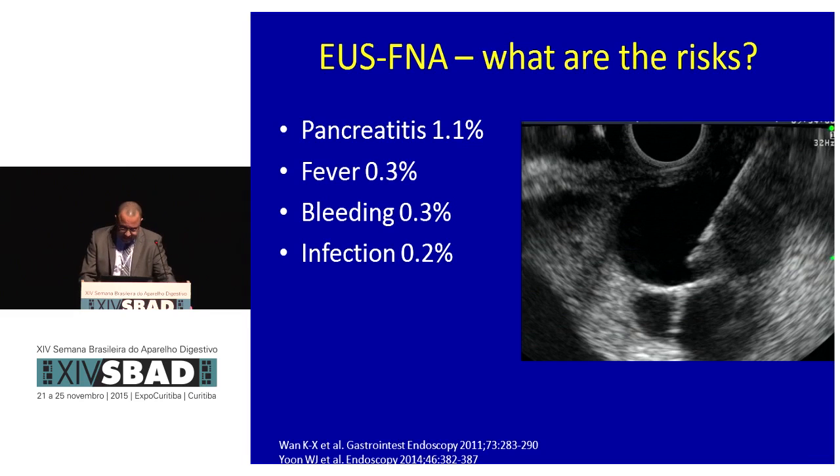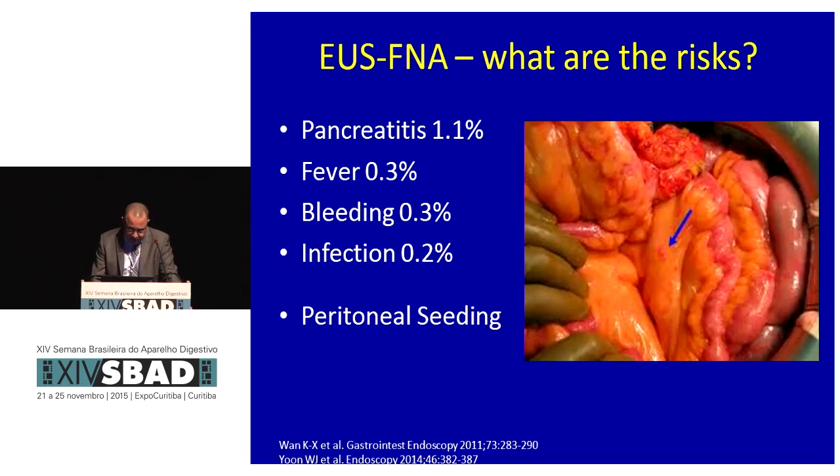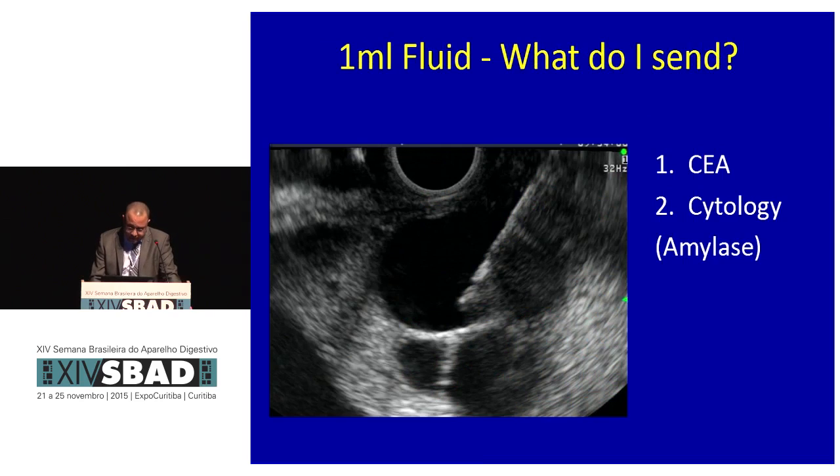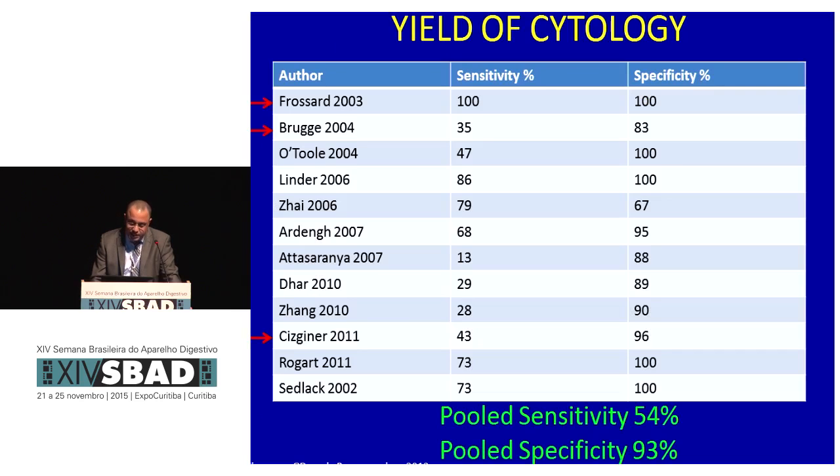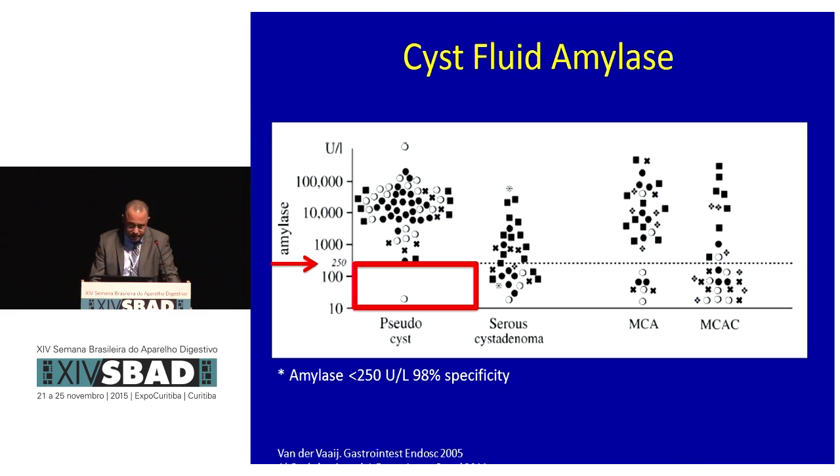EUS-FNA is very safe. We'll talk about that on Tuesday. Usually we send primarily for the fluid for CEA and cytology, sometimes for amylase, but amylase does not have that much use. Cytology sensitivity is 54%, so in half the cases it gives you information, but when it's positive for cancer, it's usually positive.